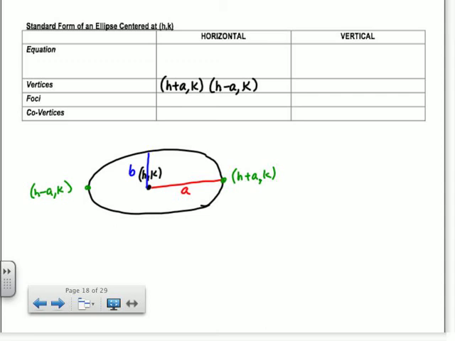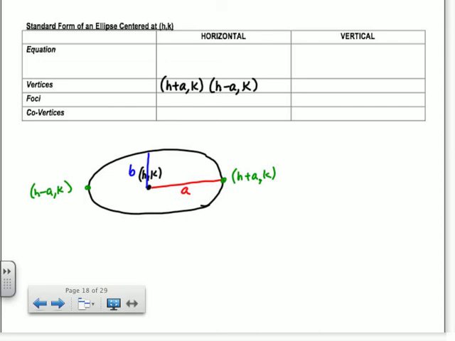Now some books and some cheat sheets that I might give you might shortcut that and say h plus or minus a, comma k. Are you going to know what that means when you see that? So h plus a, comma k, and h minus a, comma k. There's 2 points there.